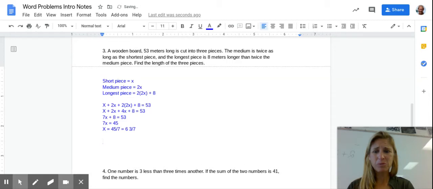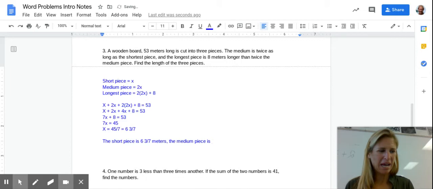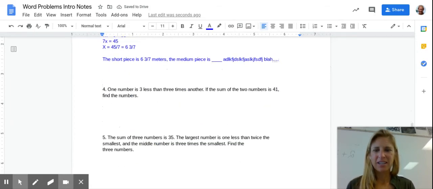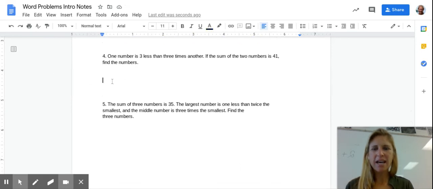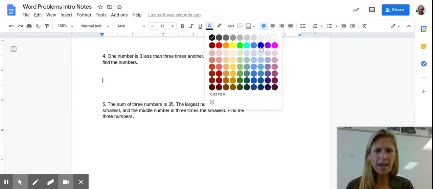Well, they want to know how long each piece is. So the short piece is 6 3/7 meters. The medium piece is 2 times that. I'm not filling that out. 2 times that, and then the longest piece is 2 times that plus 8. Blah, blah, blah. We're not doing that part. I don't want to. You get the idea. Okay, now we have a last kind that you'll see, which isn't real world at all.